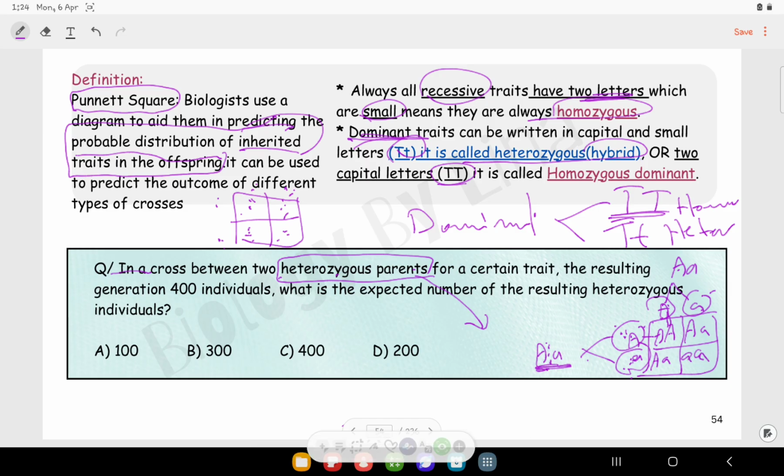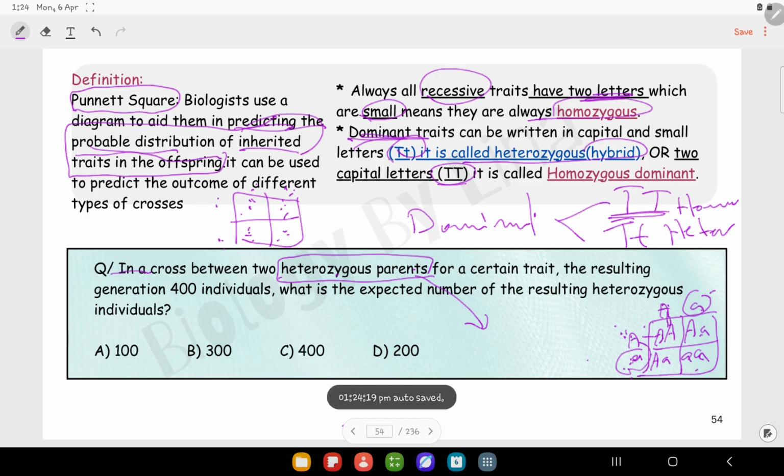So what is the Punnett square used for? It's used for predicting the probable distribution of the inherited traits of the offspring. Here we can see the offspring. In the question, he said 400 offspring are produced. So we can say this one is 100, this one is 100, and each one of these is 100.